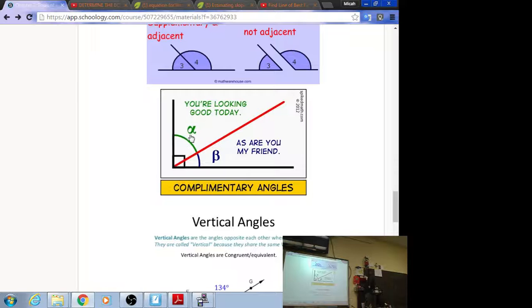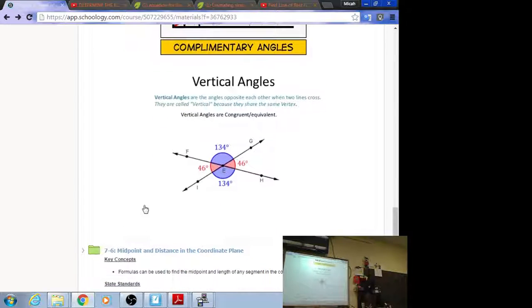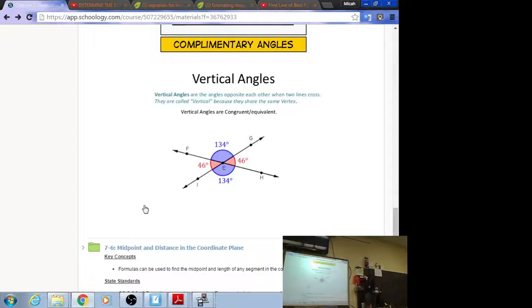And these are Greek symbols, by the way, so don't get thrown off when they use those. In math, we just like to use Greek symbols a lot because they're not the American letters that we're used to. Any questions? 7-5.